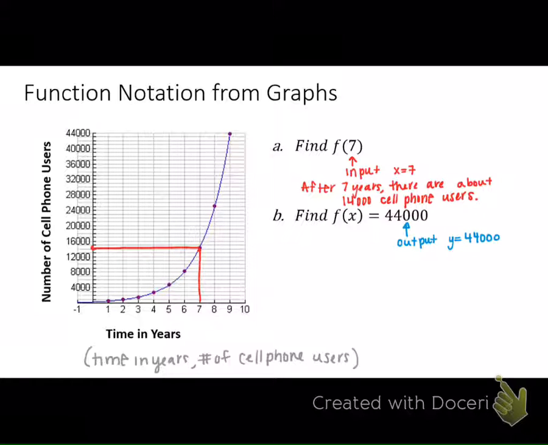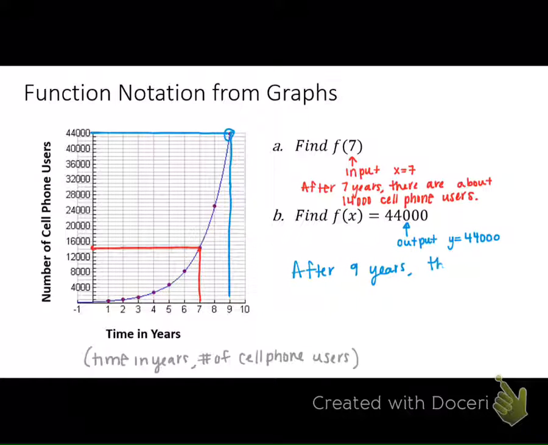Which axis? So we go to 44,000 up here, good, and follow it over. And follow it down, and what does that look like to you? 9. Goodness. So that followed that down to 9. So it would be after 9 years, there would be 44,000 cell phone users.